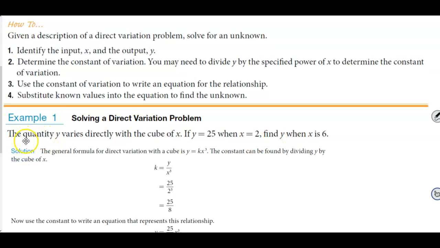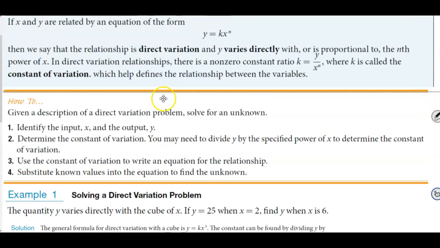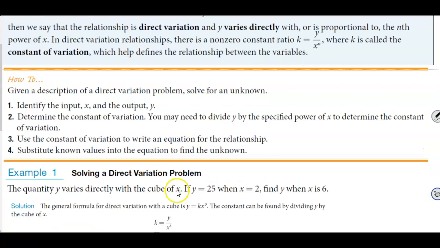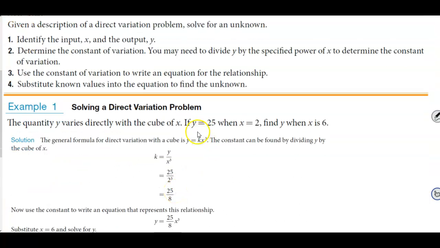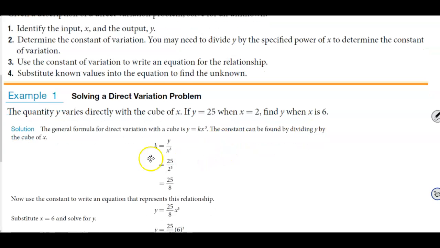So for example 1, they're telling us that the quantity y varies directly with the cube of x. This is really important to decide what formula we're going to be using, because you'll see more than just this one. So when it says y varies directly with the cube of x, that tells you that you're going to use this form. Okay, now if y is equal to 25 and x is equal to 2, then we want to find y when x is 6.